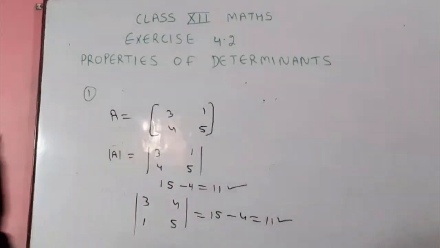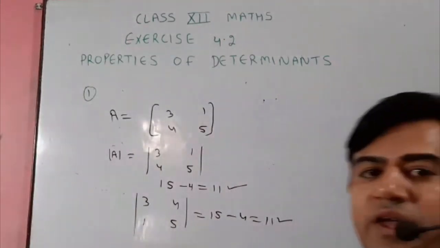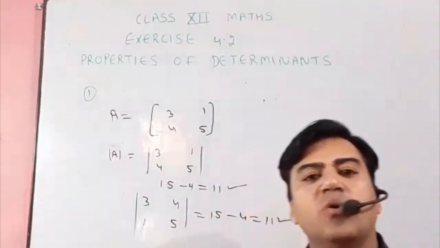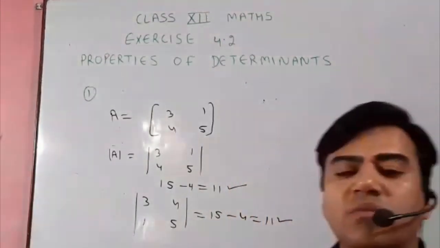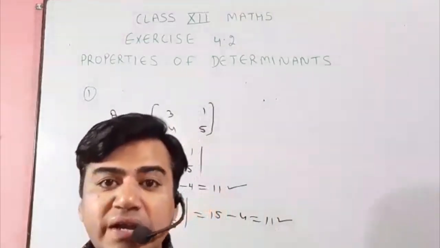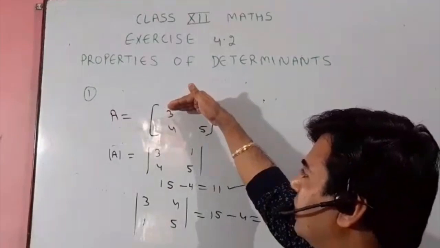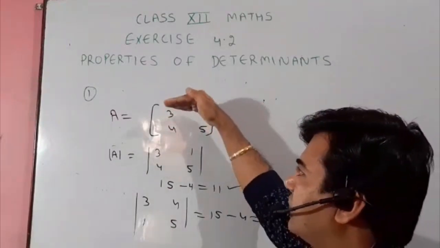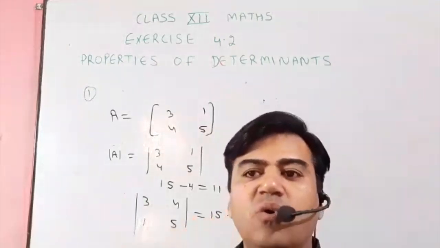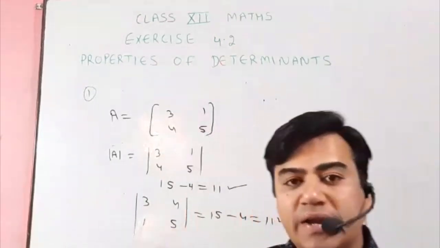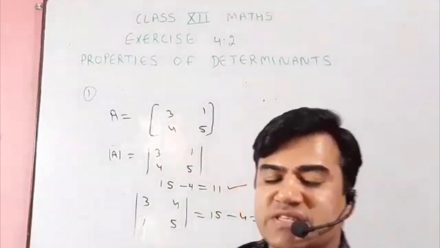Second property is if any two rows or two columns of a determinant are interchanged. Interchange means this row in place of this row and this row in place of this row. If any two rows or two columns of a determinant are interchanged, then the sign of that determinant will change.